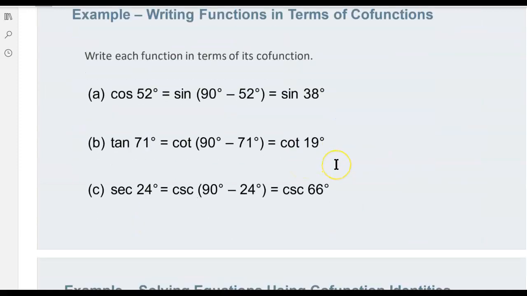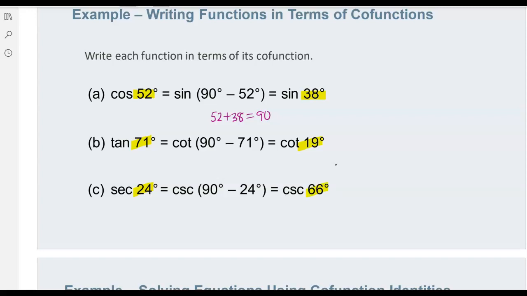Here's a couple of examples. The cosine of 52 degrees is going to be equal to the sine of 38 degrees. That's because 52 and 38 add up to 90. Similarly, the tangent of 71 degrees is going to be the same as the cotangent of 19 degrees. 71 and 19 will add up to 90 degrees. And then the secant of 24 degrees will equal the cosecant of 66 degrees.